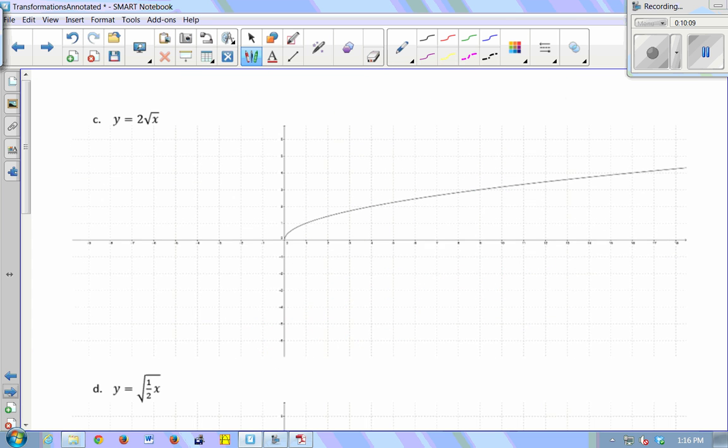All right, let's look at 2 times the square root of x. Inside change or outside change? Outside. It's an outside change, so this is going to be vertical. Okay. How am I changing? I'm multiplying. Good. So when I multiply, that's either going to be a stretch or a shrink. In this case, is it a stretch or a shrink? It's a stretch because I'm multiplying by 2, multiplying by a big number, right?